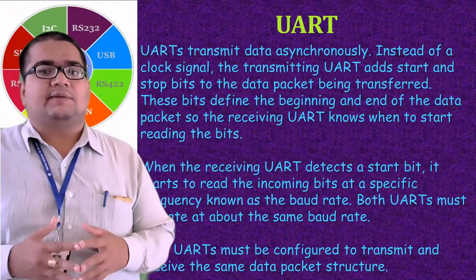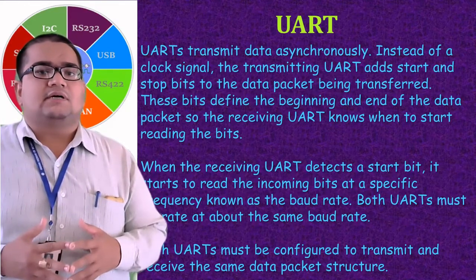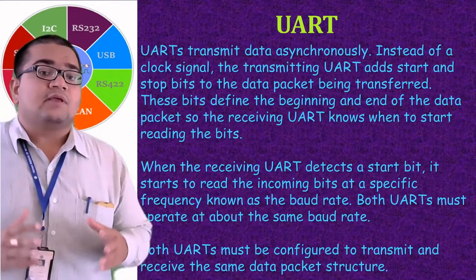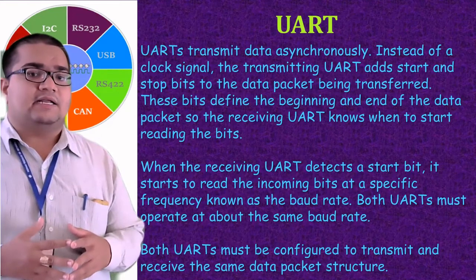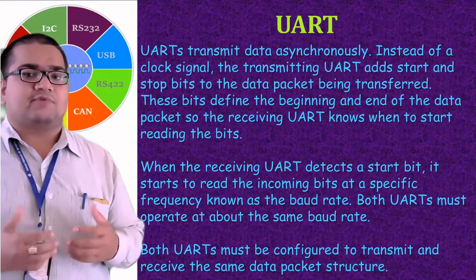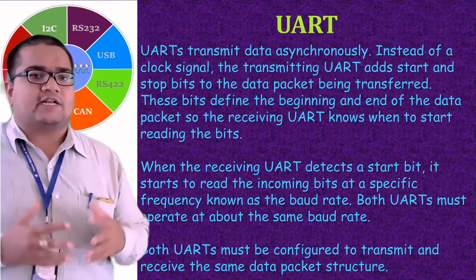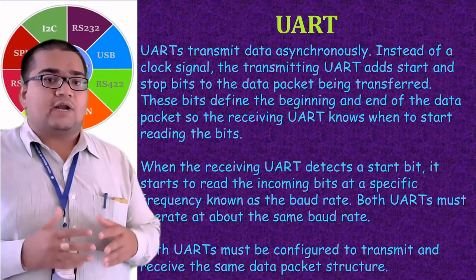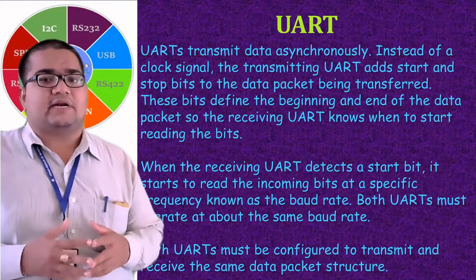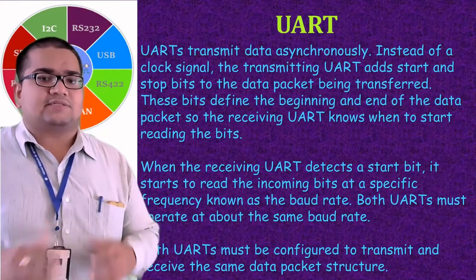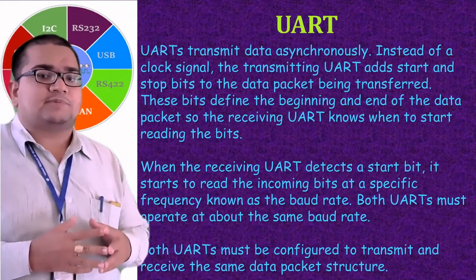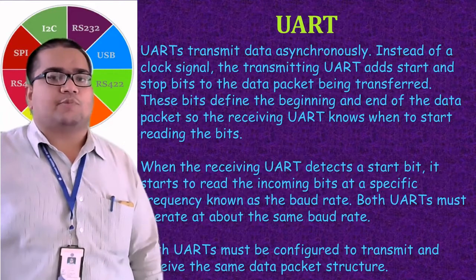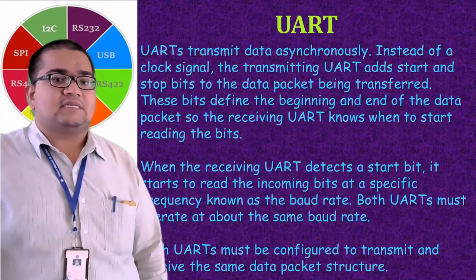Here, these start and stop bits define the beginning and end of the data; we call these data packets. So the receiving UART knows when to start reading the bits. When the receiving UART detects a start bit, it starts reading incoming bits from the RX pin. A specific baud rate must also be known and fixed, a common baud rate for both the transmitter and receiver, such that the frequency of communication can be matched. Both the UARTs must be configured to transmit and receive with the same data packet structure. That is another important point to note while using UART for serial asynchronous communication.